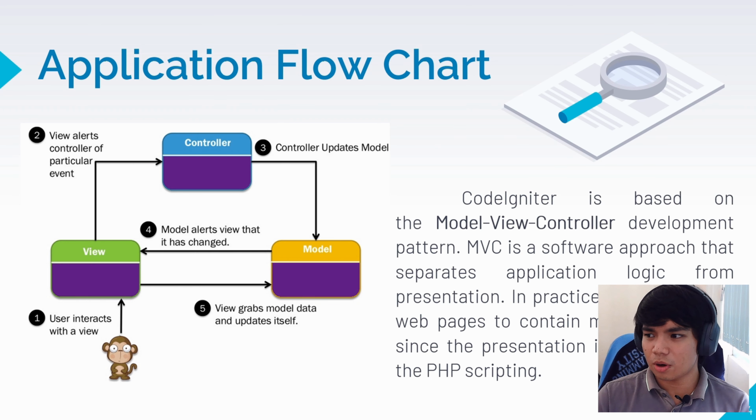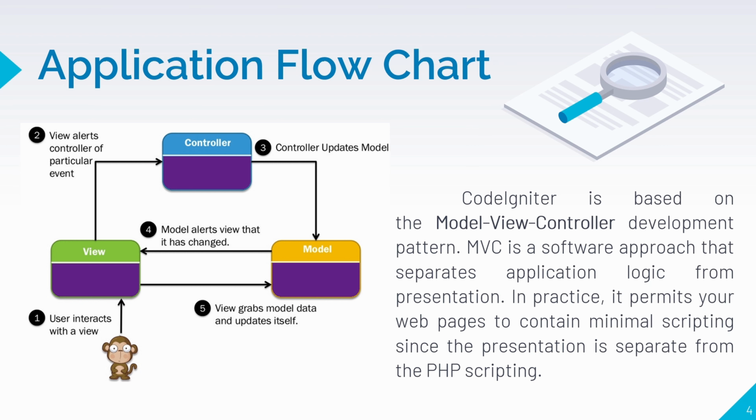But first, let's talk about CodeIgniter. So, CodeIgniter is based on the Model View Development Pattern, or MVC. So, MVC is a software approach that separates application logic from presentation. So, in practice, it permits your web page to contain minimal scripting since the presentation is separate from the PHP scripting. So, we have here the diagram, we have the model, the view, and the controller.